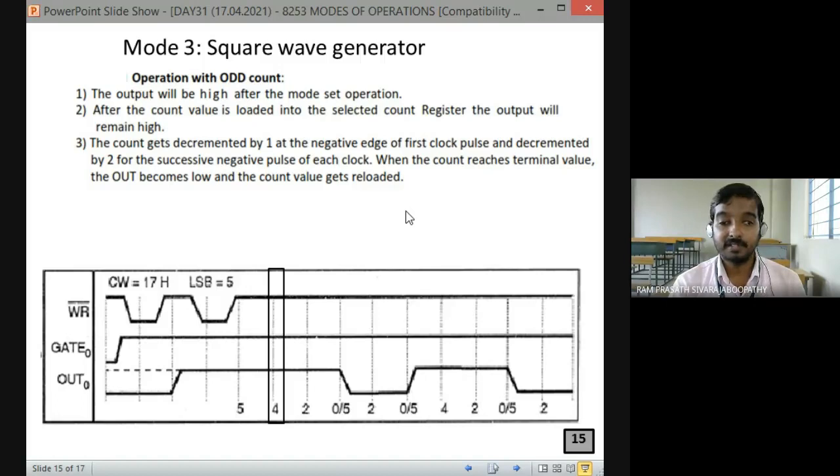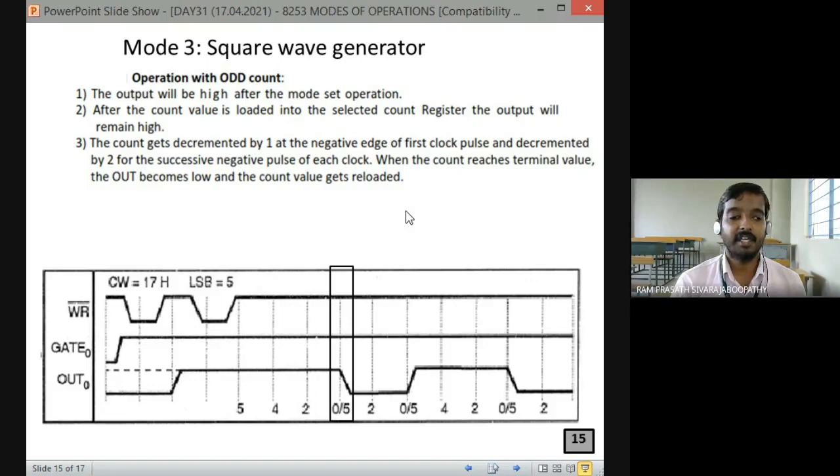Fine. Once இது ஈவன் கவுண்டா மாறினதுக்கு அப்புறம் திரும்ப எப்படி டிக்ரிமெண்ட் ஆக ஆரம்பிக்குது? 4ல இருந்து என்ன எவ்வளவு டிக்ரிமெண்ட் ஆயிருக்கு? by 2. வெரி குட். 2ல இருந்து again 0. 0 போனோம்னா என்ன ஆகும்? அவுட் பின் சேஞ்ச் ஆகும், ஹை டு லோ. கவுண்ட் வேல்யூ திரும்ப ரீலோட் ஆகும். இப்ப கவுண்ட் வேல்யூ என்னது? 5. again 5. நல்லா கவனிக்கணும்.